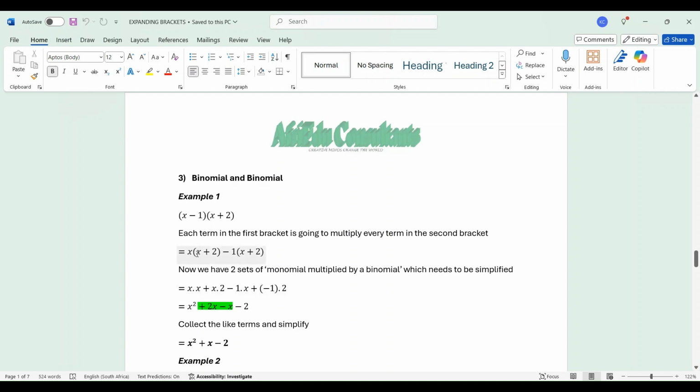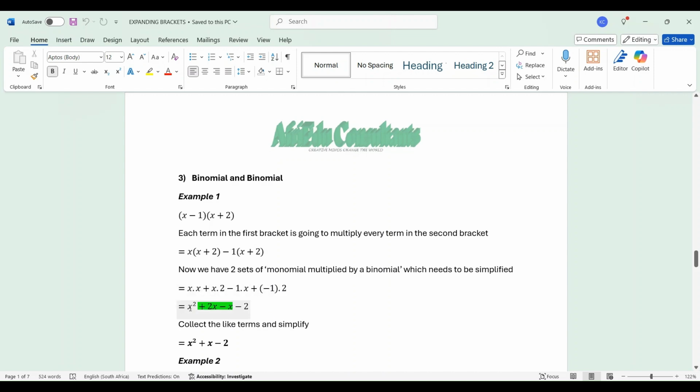So this x times this x, we get x times x. Then this x times this 2, we get x times 2. We do not have to forget the signs. Then here we have a negative 1 times x, and then a negative 1 times the 2. We have multiplied. We now need to simplify our answers.